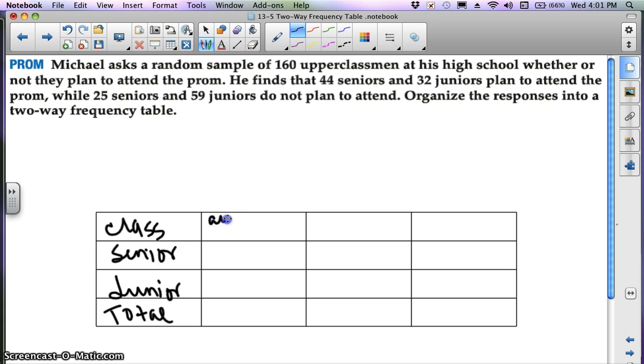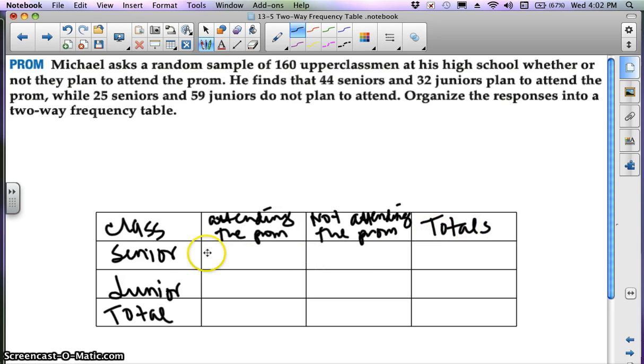So they are attending the prom, or they are not attending the prom. And again, for the column, we have to have the totals. So here we have some overlap. So how many seniors are attending the prom?